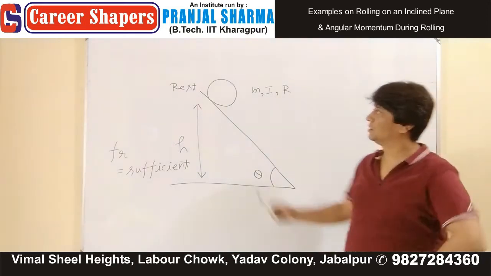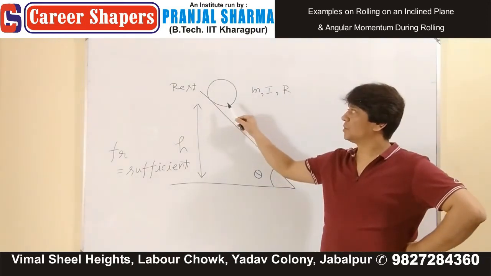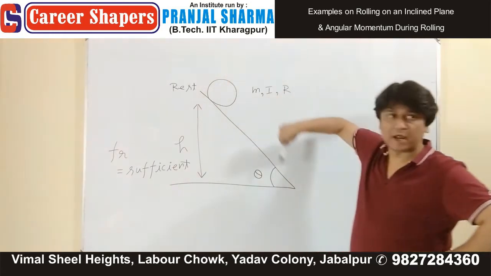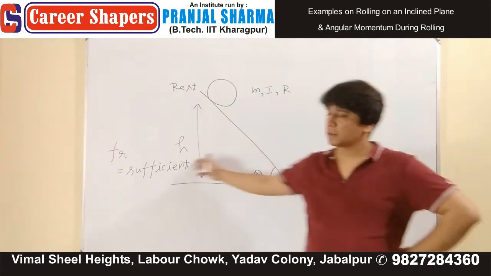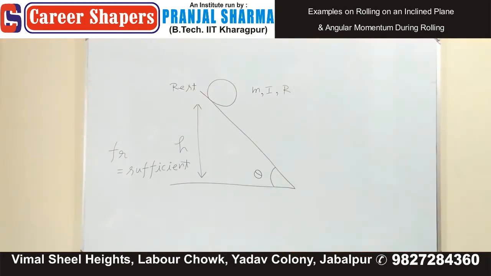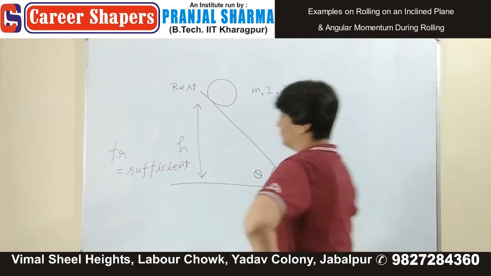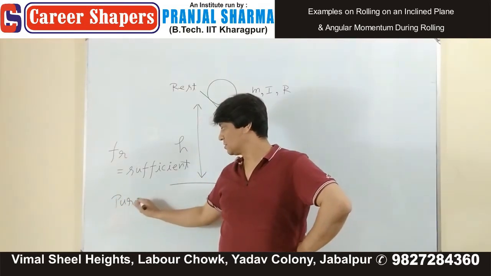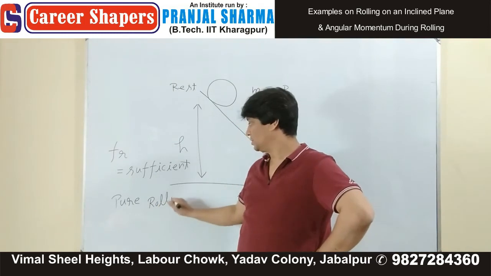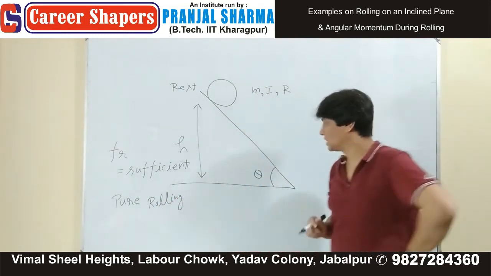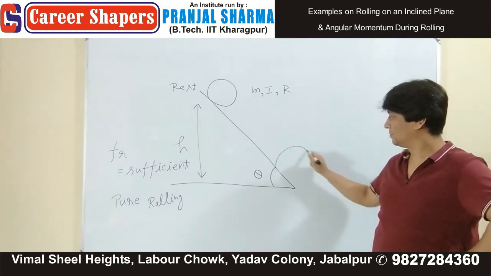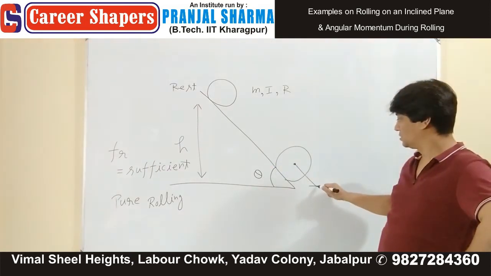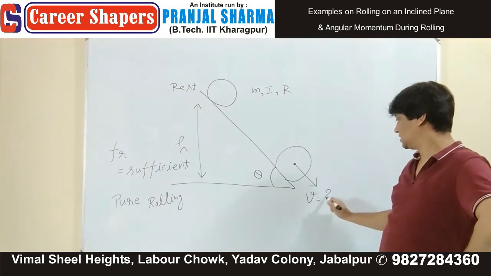So the question is what? We have an object of mass m, moment of inertia I, radius r. It is rolling down an incline where friction between the body and incline is sufficient. And you know what that means? When I say it's sufficient, it means you can have pure rolling. Pure rolling is allowed. When it reaches the bottom of the incline, at the lowest point, find out its velocity.